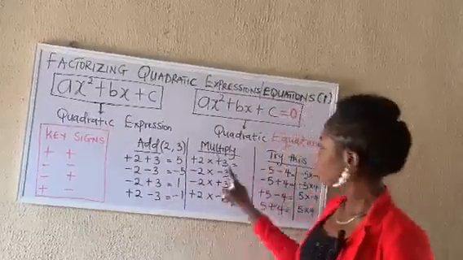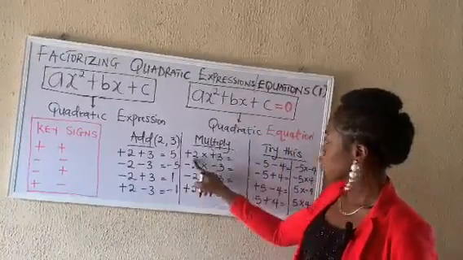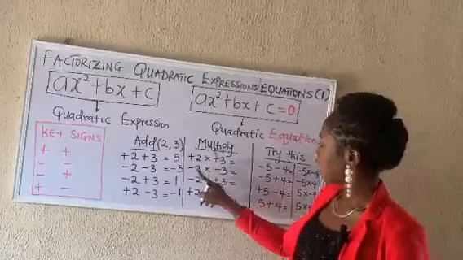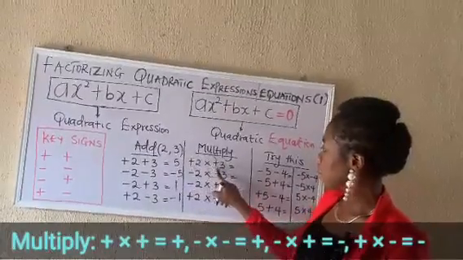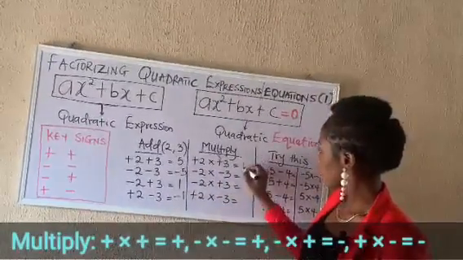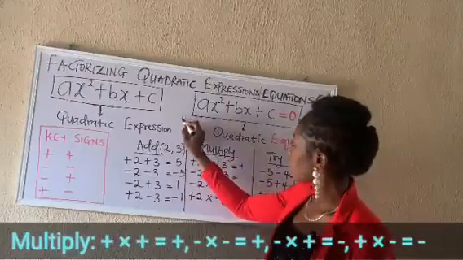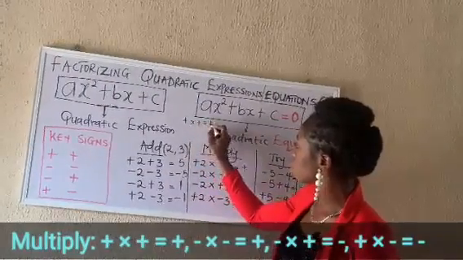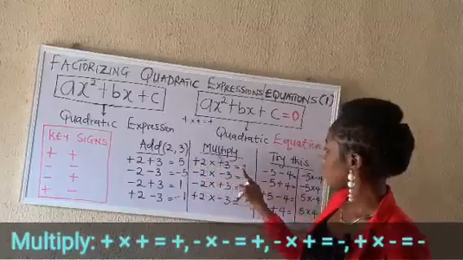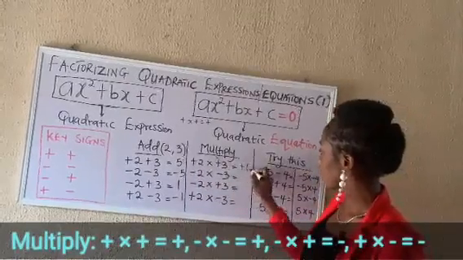Let's look at the multiplication. Plus 2 times plus 3. Remember, in our signs, plus times plus will give us plus. Let me put it down here. Plus times plus is equal to plus. So plus times plus is plus, and 2 times 3 will give us 6.